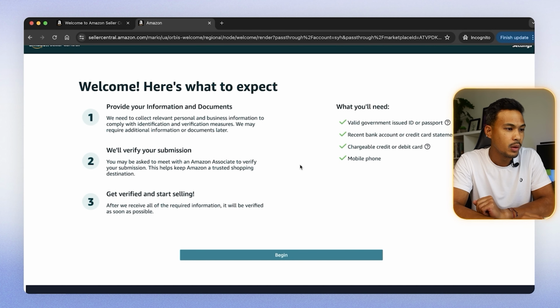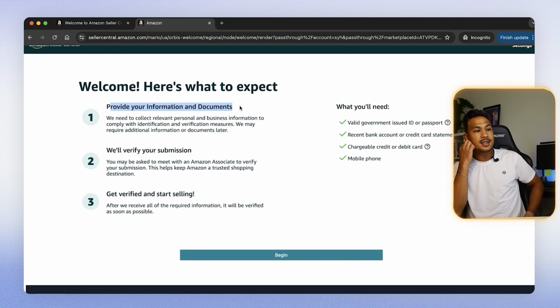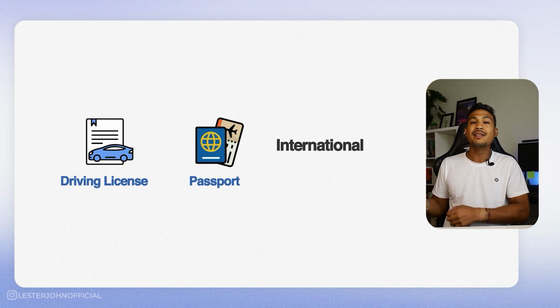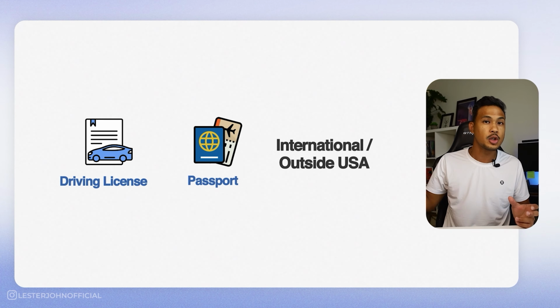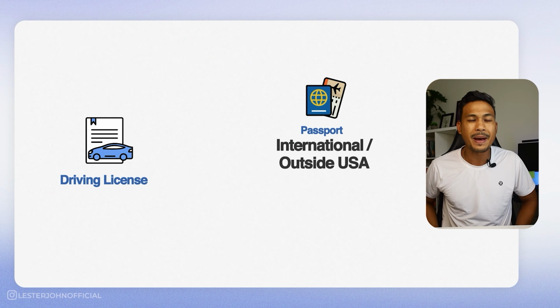All right, so cool. Welcome, here's what we need to expect. They are letting us know that we need some documents for verification. So you can either use your driver's license or your passport. If you do live internationally, meaning outside the USA, you're gonna wanna use your passport at this point just for verification.